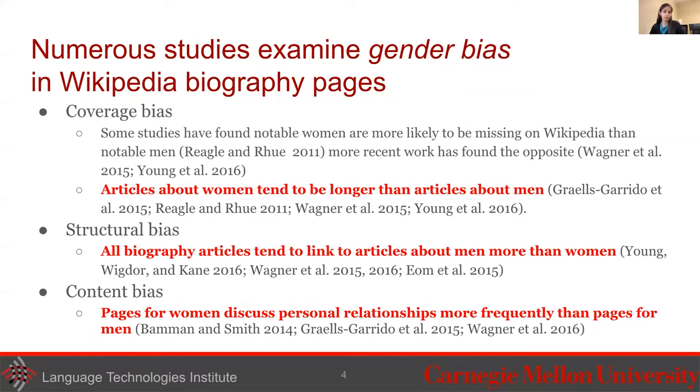There's been a lot of work on the accuracy and objectivity of the content on Wikipedia. And here we focus on biography pages. A fair amount of prior work has looked primarily at gender bias in these pages and come up with a number of findings, including that articles about women tend to be longer than articles about men. They also tend to be linked less often, as in articles about women are less visible than articles about men. And pages for women often contain descriptions of personal relationships more frequently than pages for men.